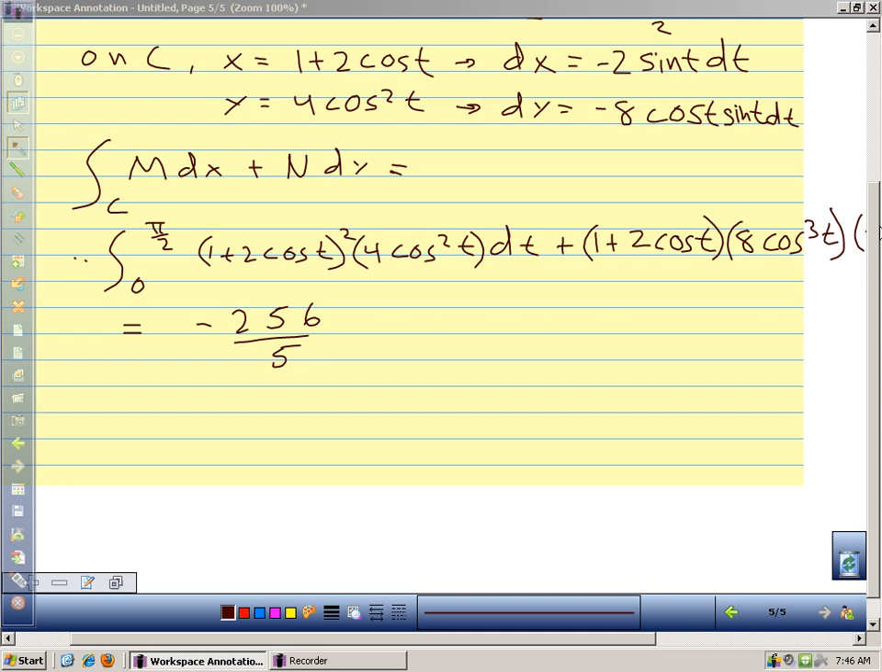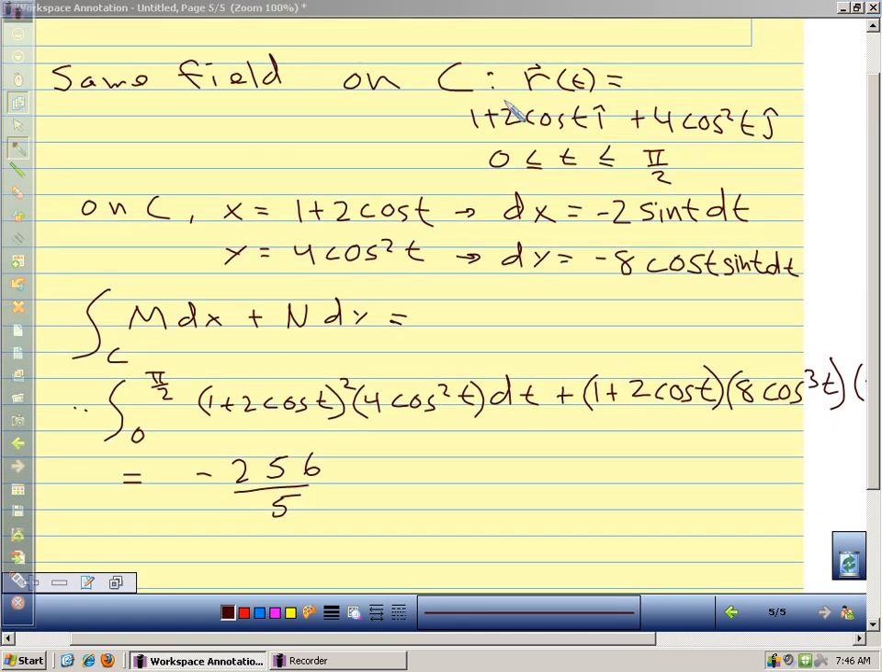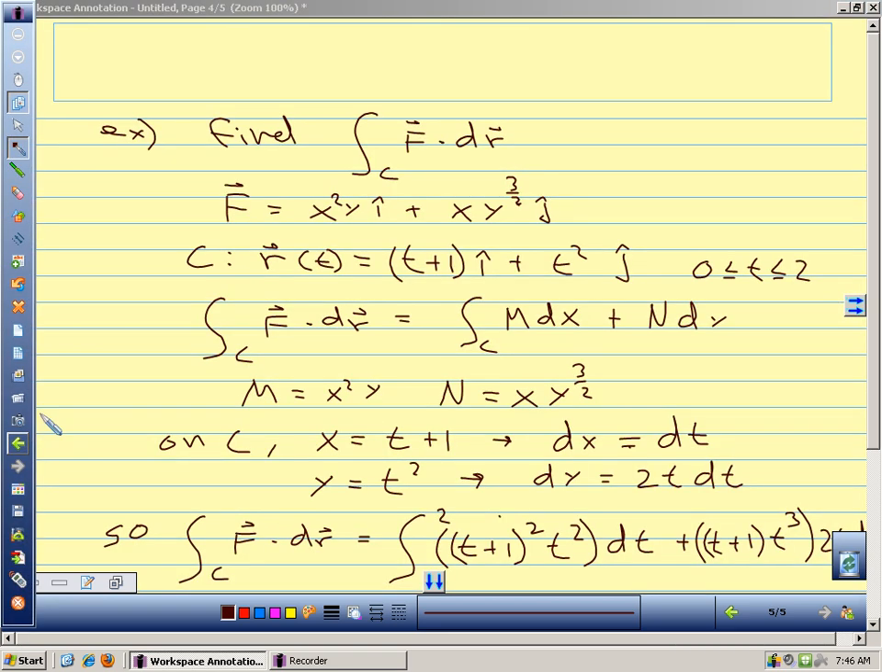How does that compare to the first one? Negative. It's opposite. So why did that happen? So we had this curve. This curve is parameterized in terms of sine and cosine, and t goes from 0 to pi halves. In my first orientation, I represented r as t plus 1 and t squared j, and t goes from 0 to 2.